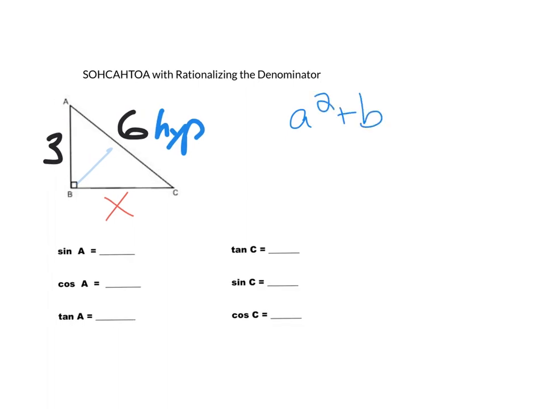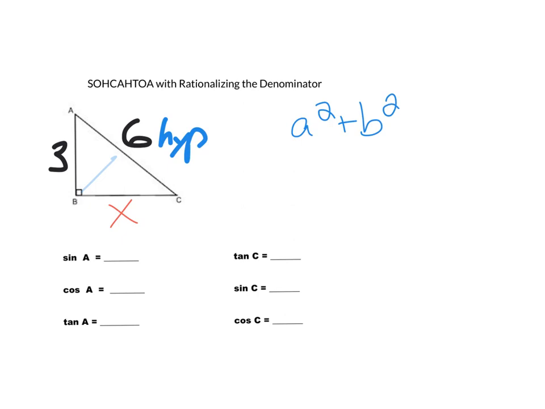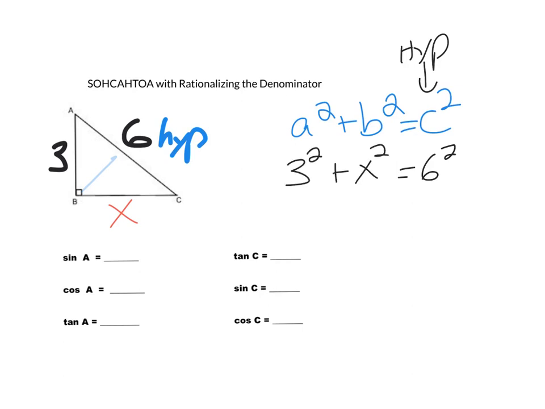Remember, you can only use the Pythagorean theorem if you have a right triangle. And the most important letter in the Pythagorean theorem is letter C, the hypotenuse. So in this case, letter C is going to be 6. So we're going to have 6 squared. A and B are going to be the 3 and the x. Doesn't make a difference if A is 3 or B is 3. Here we're solving for x, so 3 squared is 9, plus x squared.